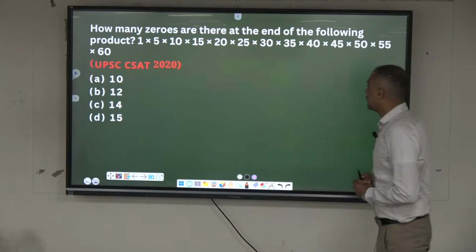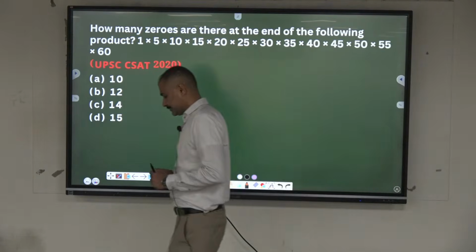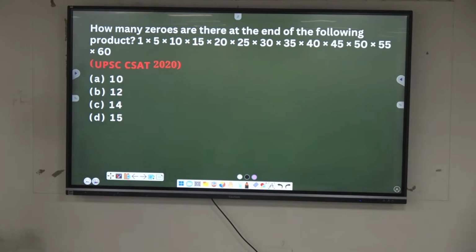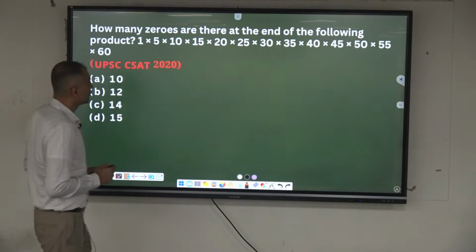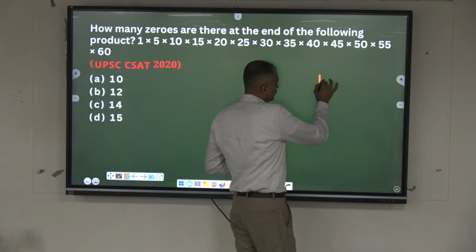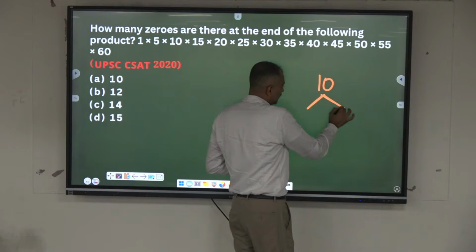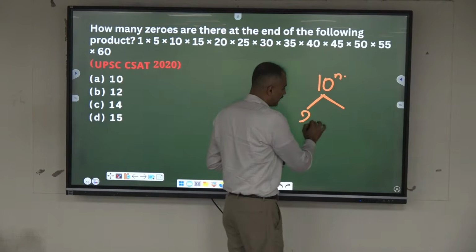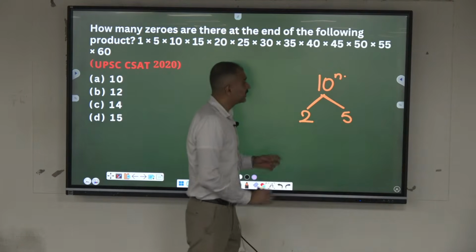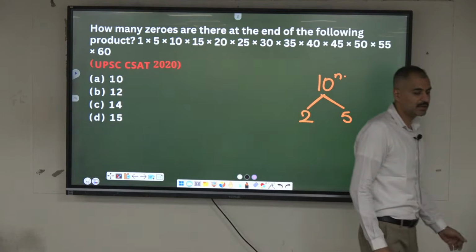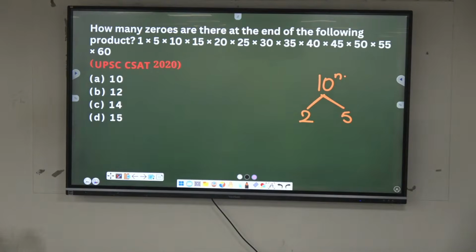1, 5, 10, 15, 20. Zeros is nothing but the maximum power of 10 here. Meaning we have to find out the factors 2 and factors 5. Find the number of 2s and number of 5s. Whichever is the lesser number, that many zeros you can make. Last class also we have done this kind of questions.